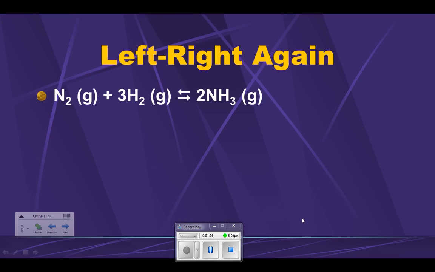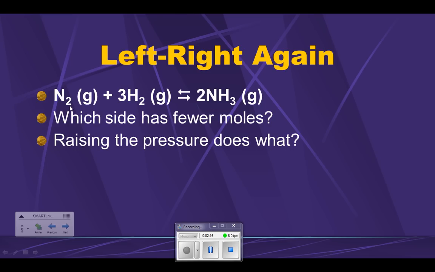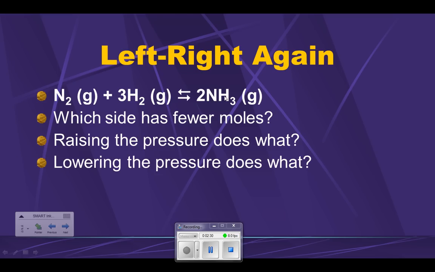So here's that reaction again of nitrogen reacting with hydrogen, 3 moles of hydrogen, 1 mole of nitrogen, to produce 2 moles of ammonia. Which side has fewer moles on it? We have 1 mole of this and 3 moles of this. There are 4 moles total on this side, and only 2 moles on this side. So this side has fewer moles. If we increase the pressure, it causes the system to shift over here and make more ammonia. So raising the pressure makes more ammonia.